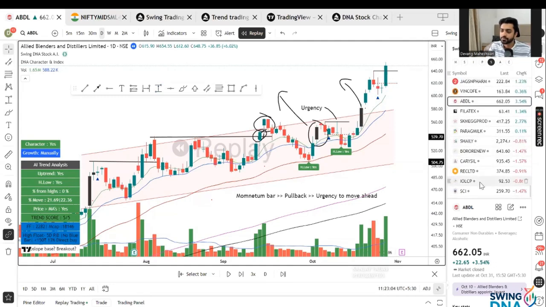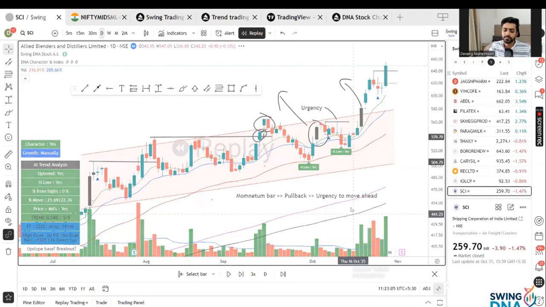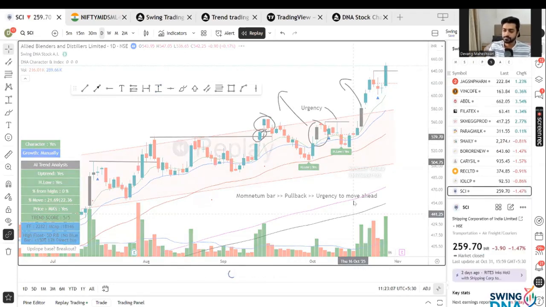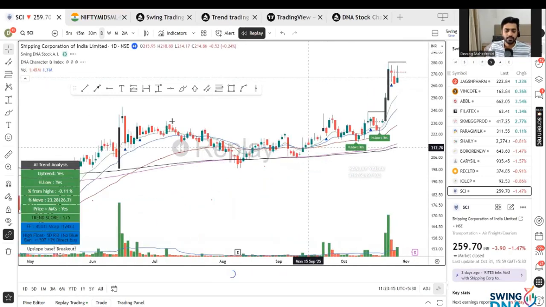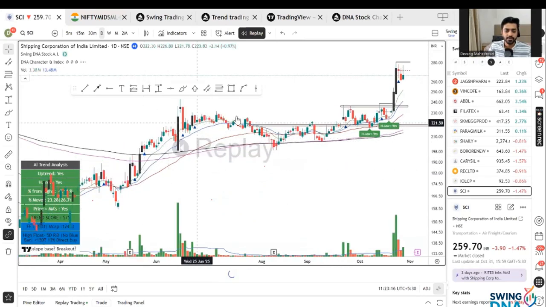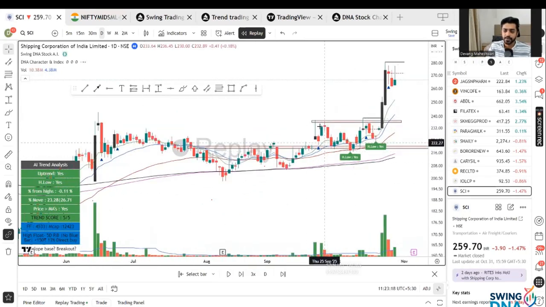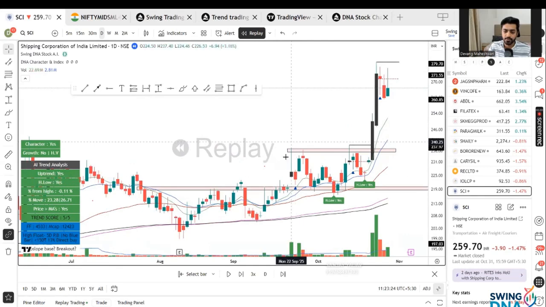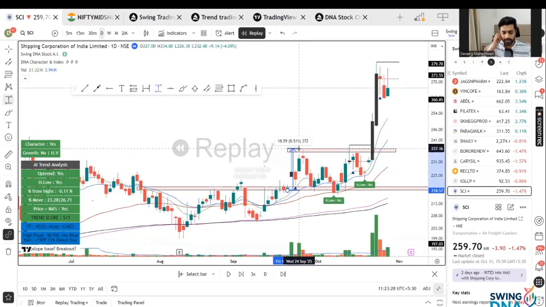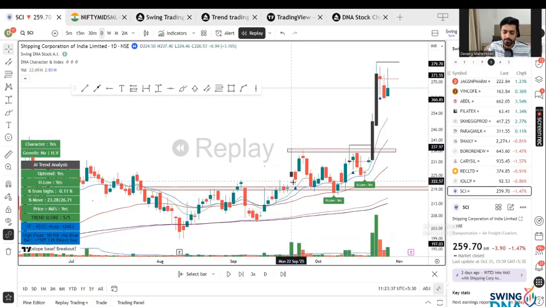Some recent one. SCI. So this is a complete base. Look up here. You have a momentum coming up here. Though it did not close up well, it's a range expansion. Okay. The range did expand. So that is sufficient to grasp our attention. Okay. You have this range expansion. You can see the black bar.